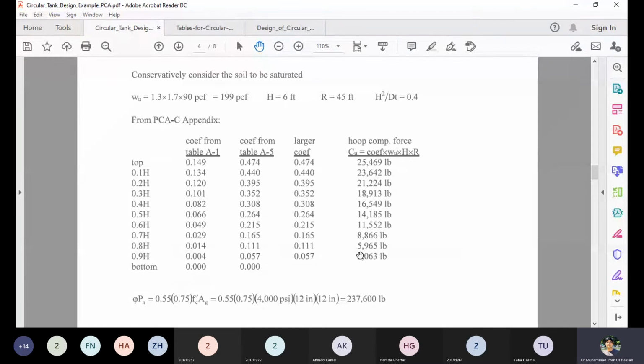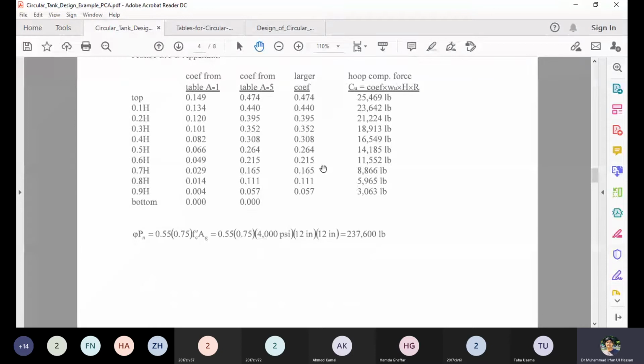Now how to compute the bearing capacity of the concrete? That is the topic we studied in the columns and the footings also. The bearing capacity of the concrete uses phi, two factors were used. One was 0.65 or 0.55 into phi into Fc prime into Ag. So this is computed here: 0.55 into 0.75 Fc prime into Ag, the area of the effective concrete.